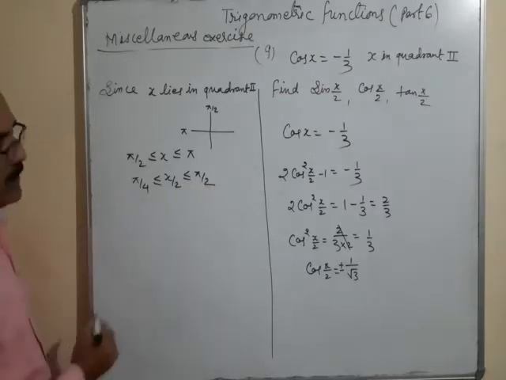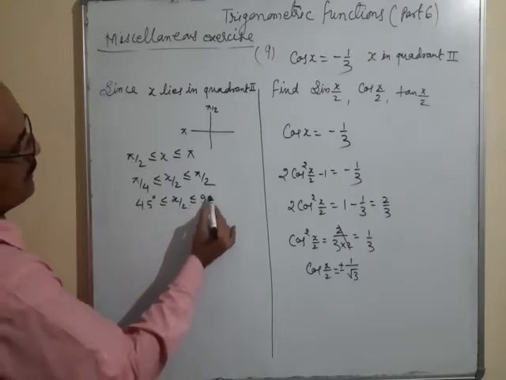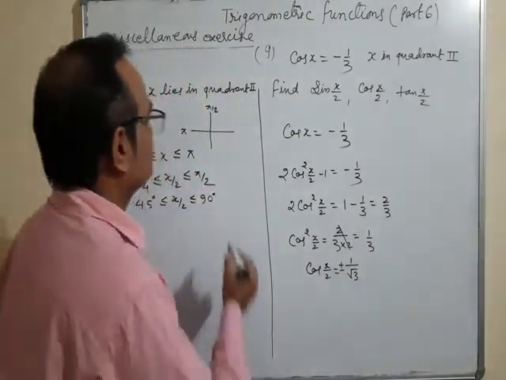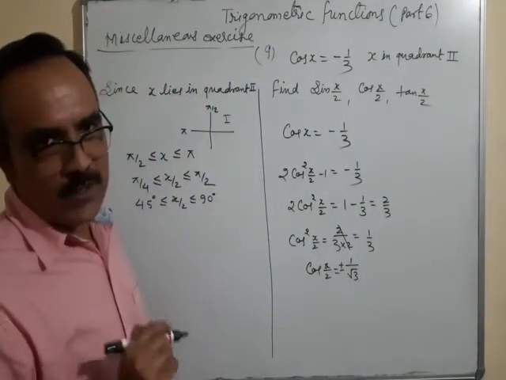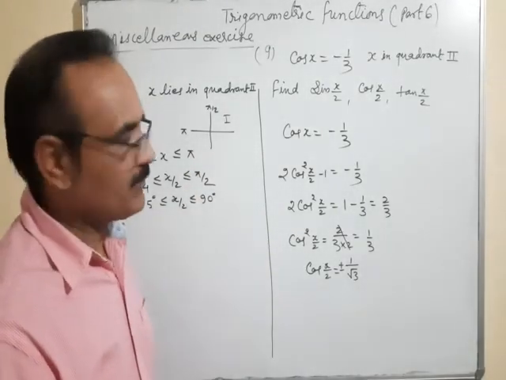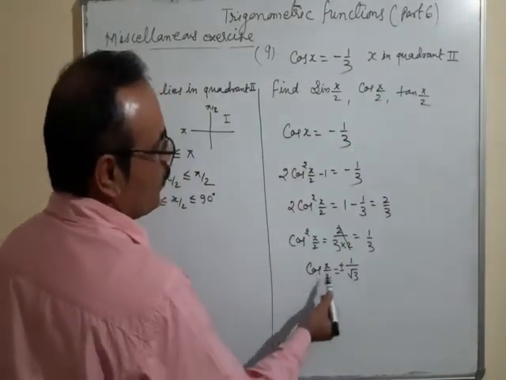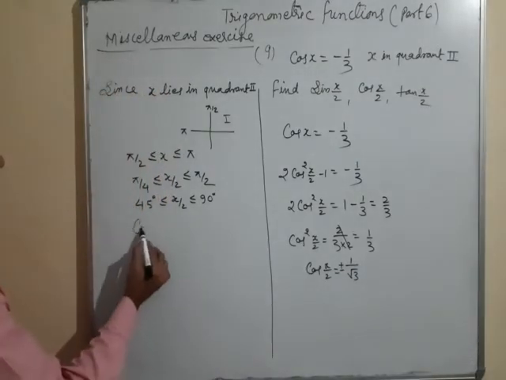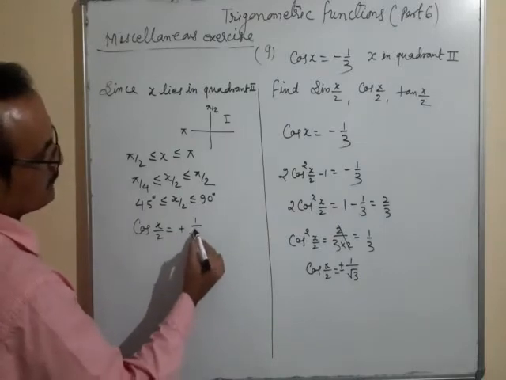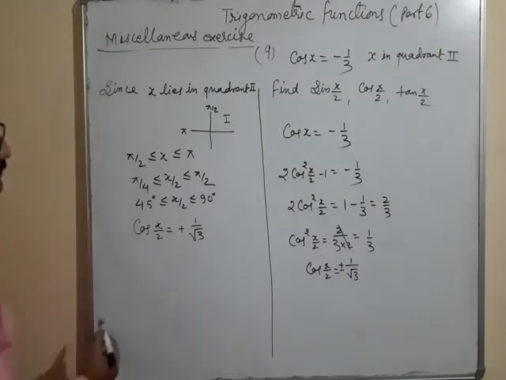Pi by 4, what does it mean? 45 is less or equal to x by 2 is less or equal to 90. And 45 to 90, these values are coming in quadrant 1. So x by 2 lies in the first quadrant. In first quadrant, all values are positive. So finding the values of sin x by 2, cos x by 2 and tan x by 2: what is the value of cos x by 2? Cos x by 2 is equal to plus 1 by root 3 in the first quadrant.